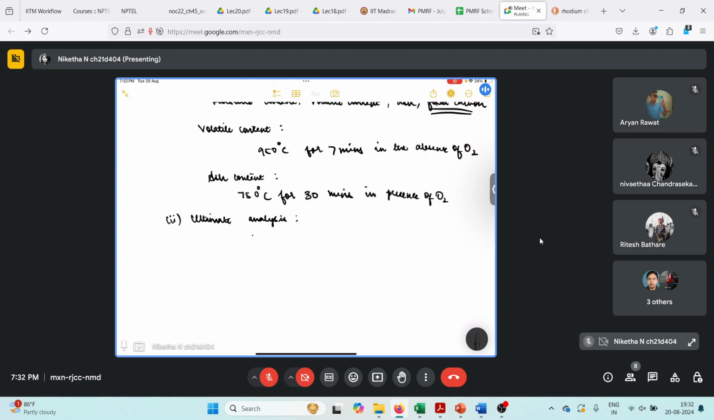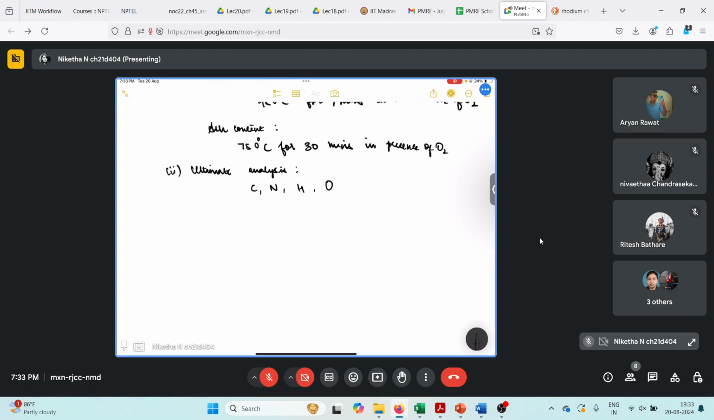So using ultimate analysis, we will determine the elemental composition. This includes elements like carbon, nitrogen, hydrogen, and sulfur. And oxygen. Sometimes we will determine sulfur, sometimes we won't. So that's why it is not included here.